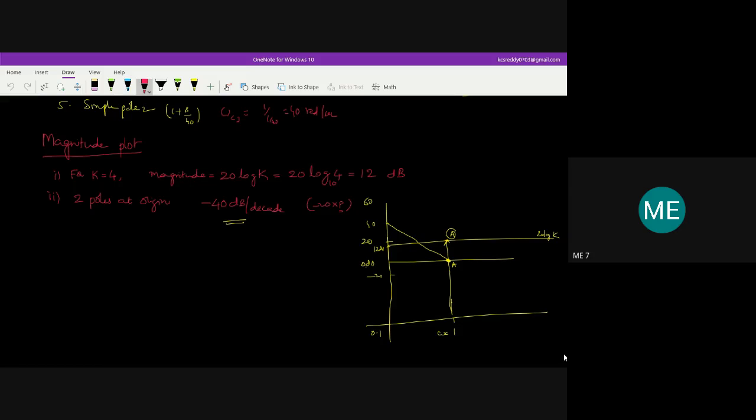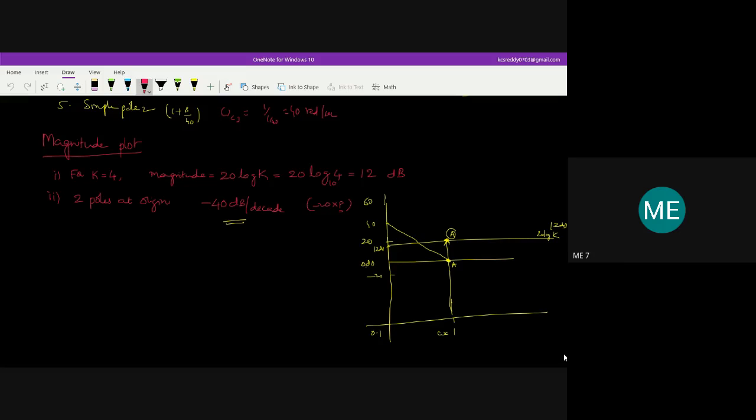This is 20 log K equal to the 12 dB line. So the 12 dB line we are going to shift. This is a very important part in sketching the Bode plot. After shifting this point onto this, through this point we need to draw a parallel line passing through the same point and parallel to this line of slope minus 40.